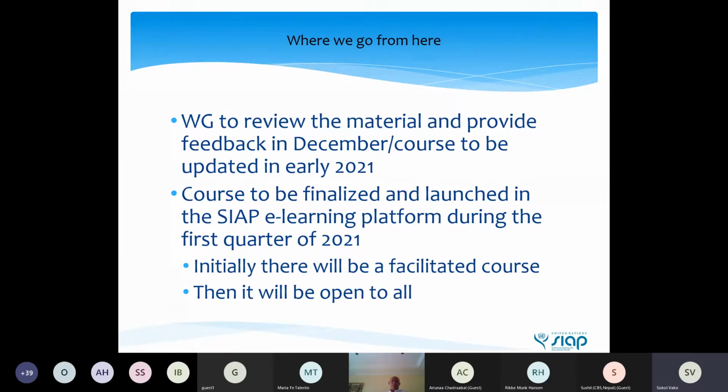reviewing the material. Our plan is to launch this course during the first quarter of 2021. It will be first initially done as a facilitated course from us as well as colleagues in the statistics division. And that basically means that there will be regular interactions with folks. There will be webinars that are conducted, as well as an exam at the end and certification to ensure that people have completed the course in a good way. The course will then be open to all, and you can take it as you wish. It is going to be a paced sort of course.